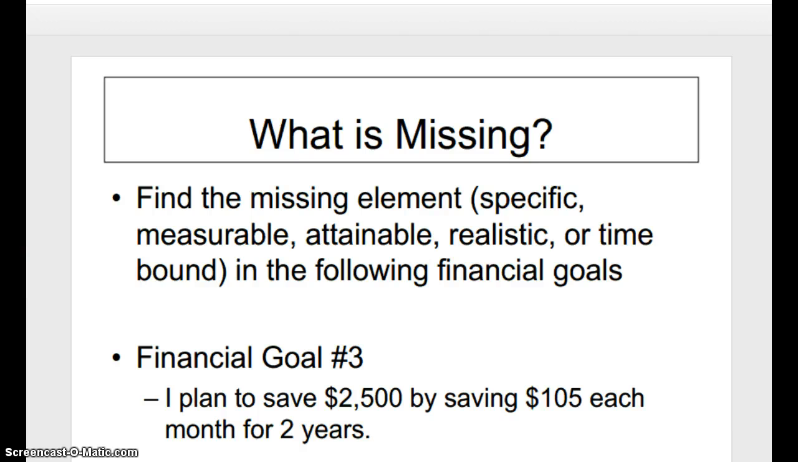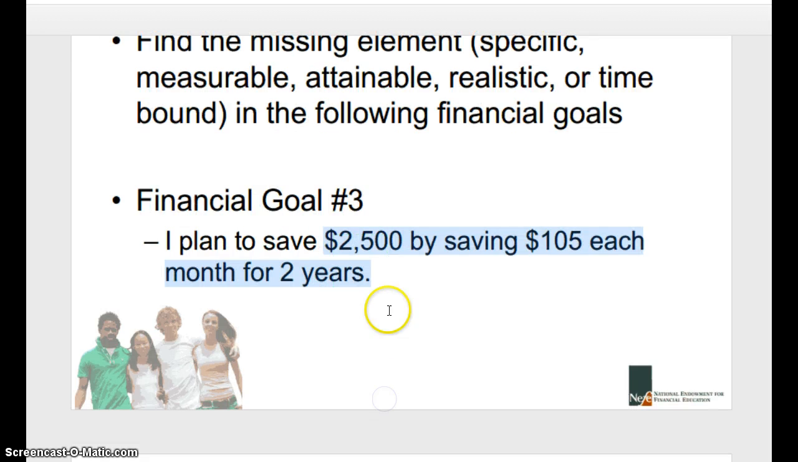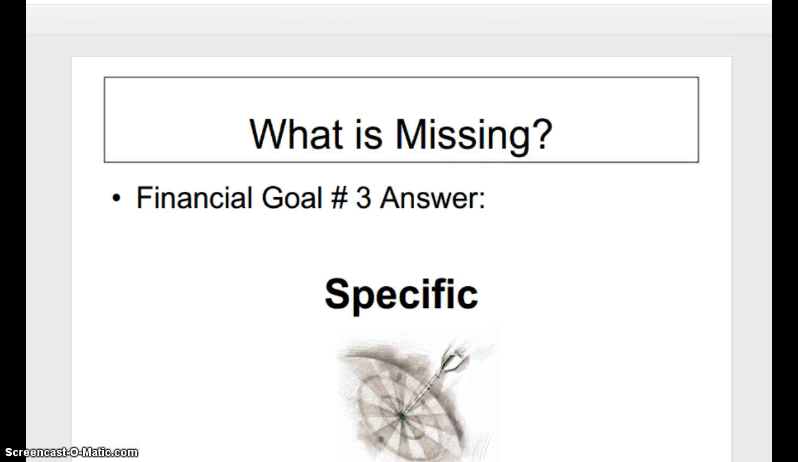I plan to save $2,500 by saving $105 each month for 2 years. So if we're kind of running through our elements here, I'm not exactly sure why or what I'm saving for. So I definitely think we're missing the specific. I have $2,500 total, so that's my measurable piece. I'm going to save $105 each month. That's my attainable piece. For 2 years, that's my timely piece. And realistic, am I going to be able to save $105 each month, in total $2,500 in 2 years? So I think that would work. And there's our missing element, which is specific.